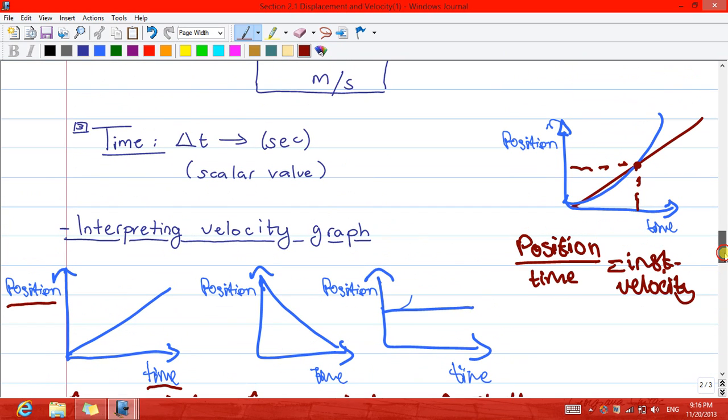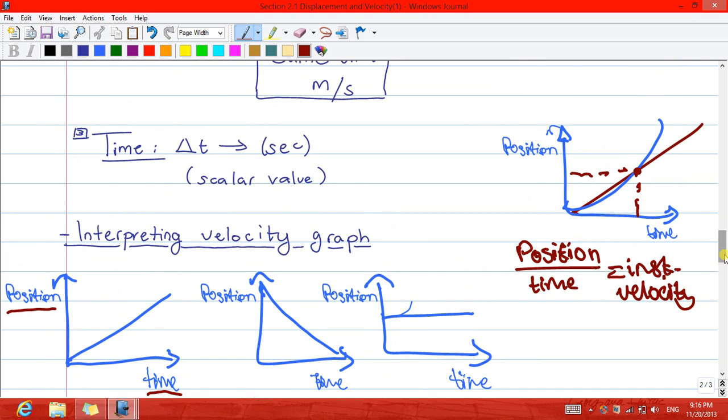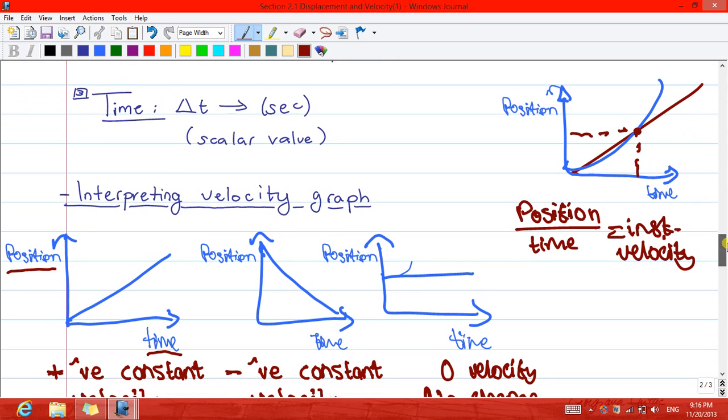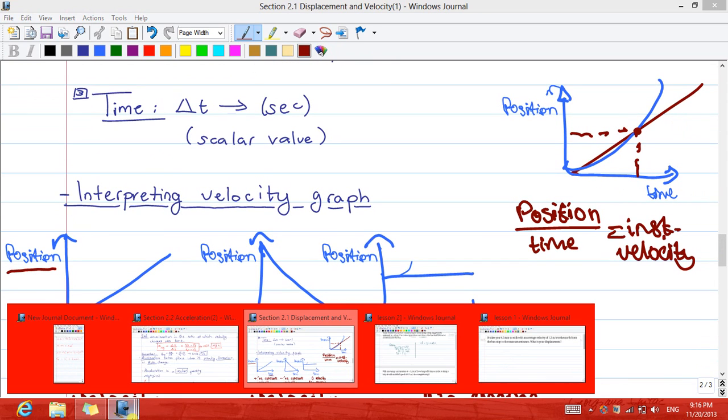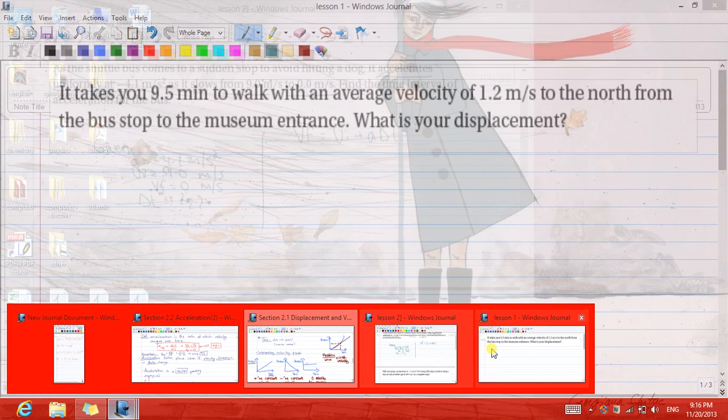Now we have something called the instantaneous velocity, which is getting a specific point of a graph, which is the tangent. And we're going to have it as a curve. So we can have it as the slope, which is the rise over run. And now we can solve some exercises for the lesson.